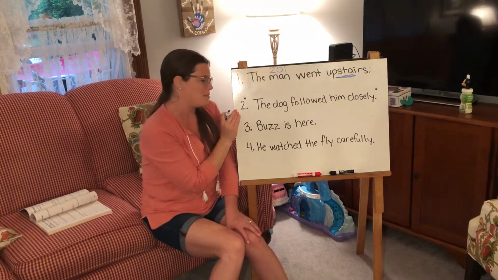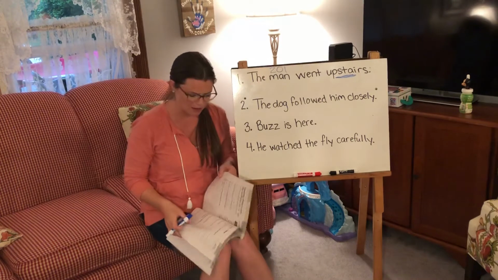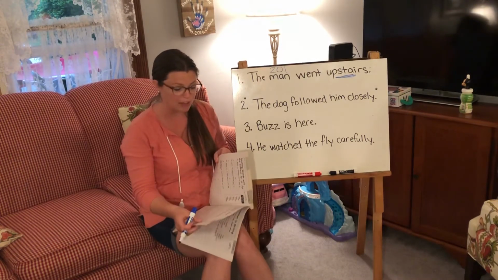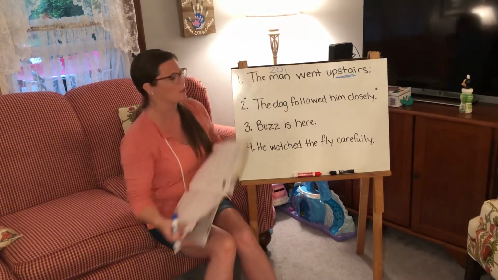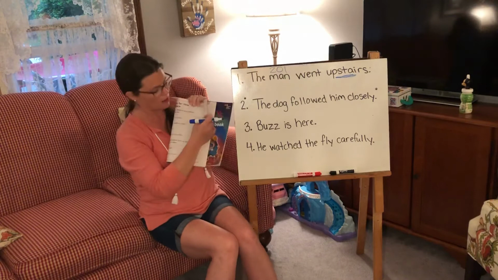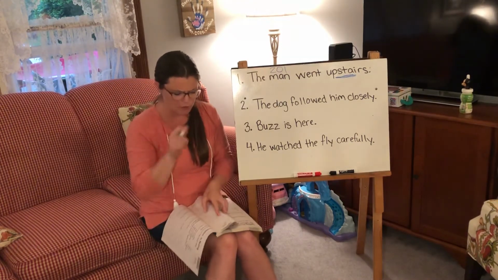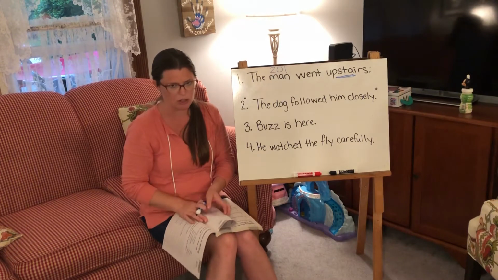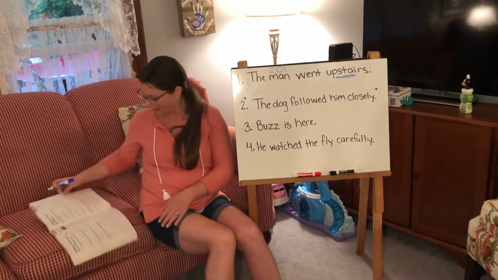Let's look at number 2. You will circle the adverb and write it on that line there, okay? So the word that I'm underlining, you're gonna circle it and then write it on the line, okay? So if you wanna pause in between each example to do that, you can go ahead and do that.